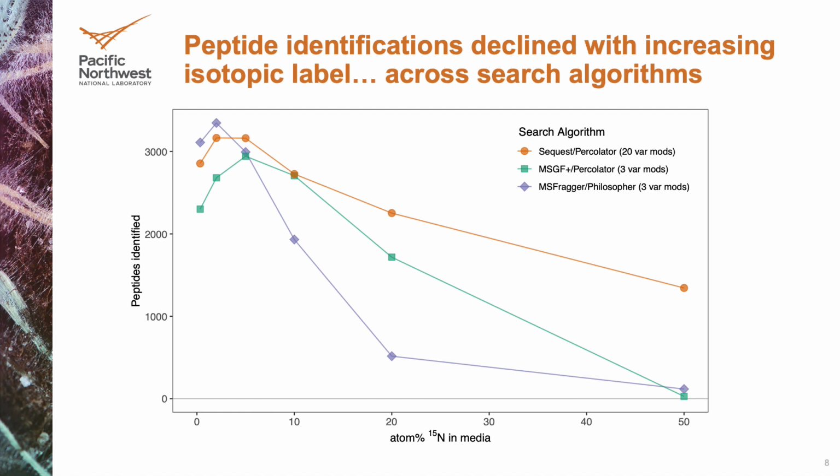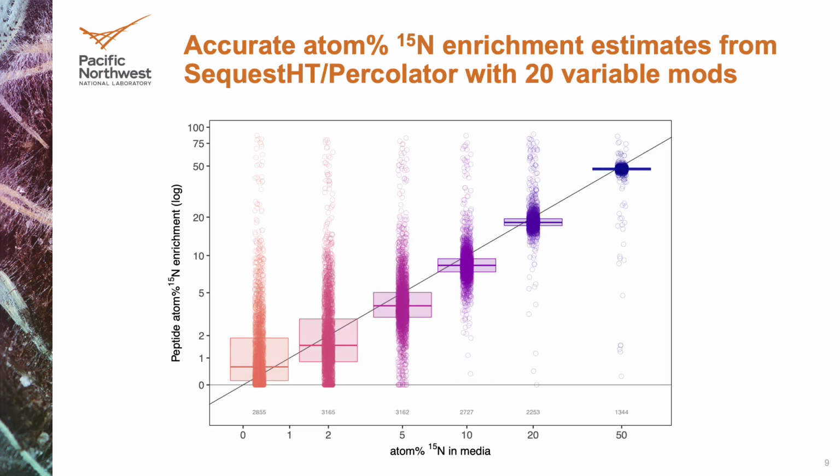While this analysis compared the number of peptides identified by different search algorithms from a range of isotopically labeled samples, we also wanted to understand how the accuracy of peptide enrichment estimates compared across search algorithms. This plot shows the estimated peptide 15N enrichment values on a log scale for Synechococcus cultured on different atom percent 15N media using parameters from our original development of the CPI pipeline, that is, Sequest with 20 variable modifications. Here, the median is shown with the 25th and 75th percentiles. Although there is some spread in estimates, even after filtering through the CPI classifier, there is a close match between the observed peptide 15N atom percent values and the expected amount of isotope incorporation from each media treatment.